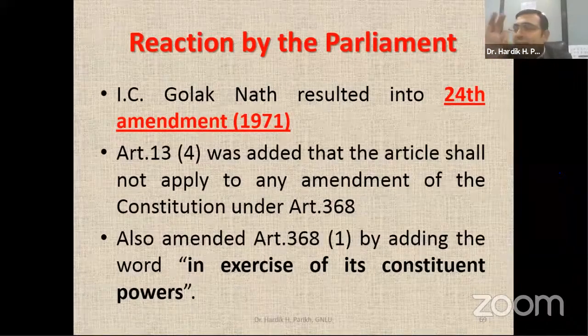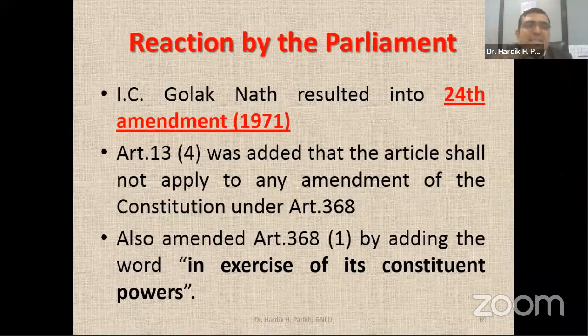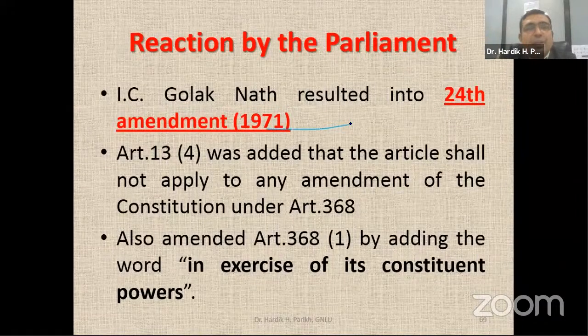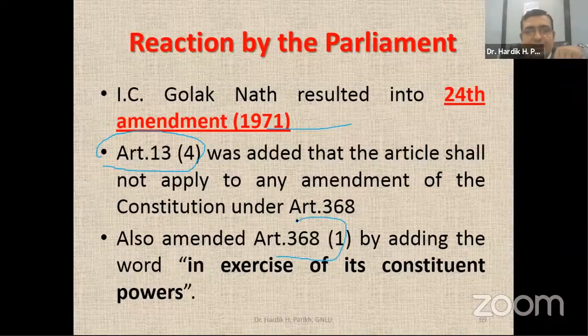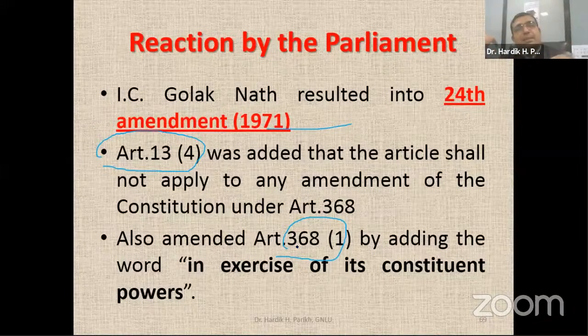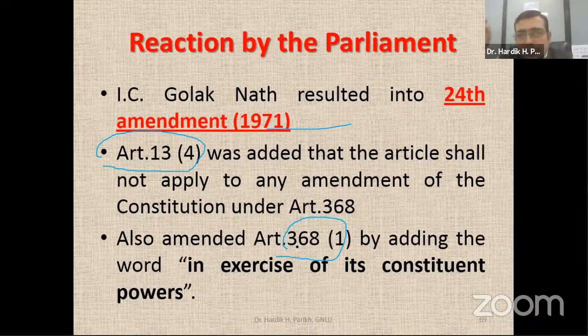Now, this is very interesting. In case you have a bare act of the Constitution of India with you, just keep it open and read Article 13(4). The same year, when the 24th Amendment came in 1971, two very interesting additions came. Article 13(4) was added, and the same thing was made in Article 368(1) also. So today, two articles are available. Article 13(4) says that this article shall not apply to any amendment of the Constitution under 368.